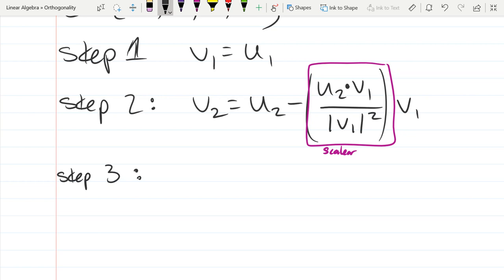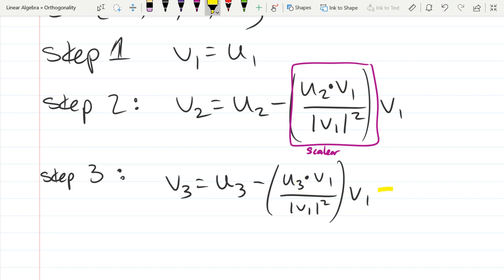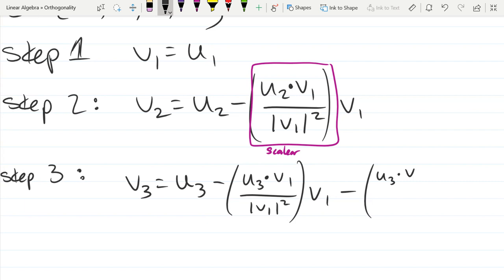Step three, V3 is U3 minus U3 dot V1 divided by magnitude V1 squared. Now that's almost the same as what's written above. What's the only difference? U3 instead of U2. So it's basically that little subscript 3 right there. So unfortunately, you can't just grab the number you computed above and reuse it down here. So it's slightly different. But again, that's a scalar times V1. And then we also have to subtract U3 dot V2 divided by magnitude V2 squared times V2.